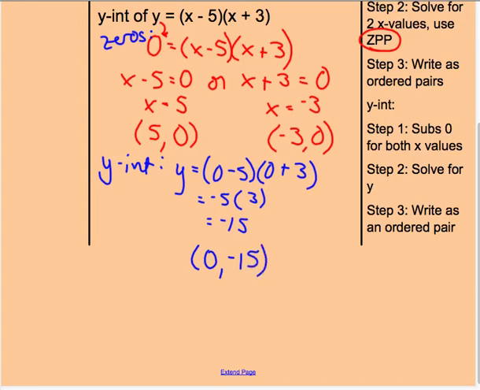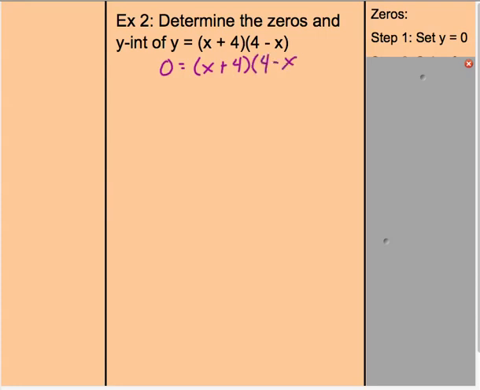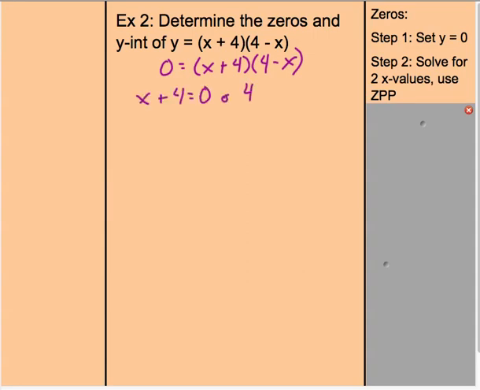So when we graph these, we will use these three ordered pairs to help us get an idea of what the shape of our parabola looks like. All right, we're going to practice this one more time before we graph. Remember, finding the zeros, we're going to set y equal to 0. And then solve for x, meaning set each binomial equal to 0.